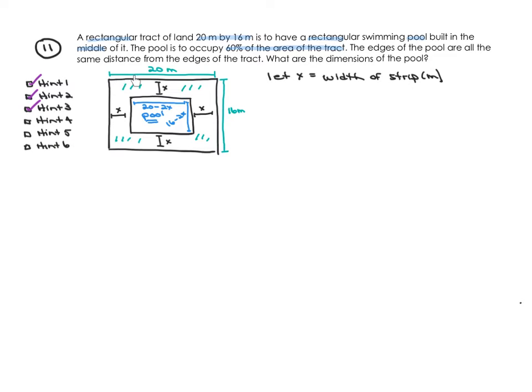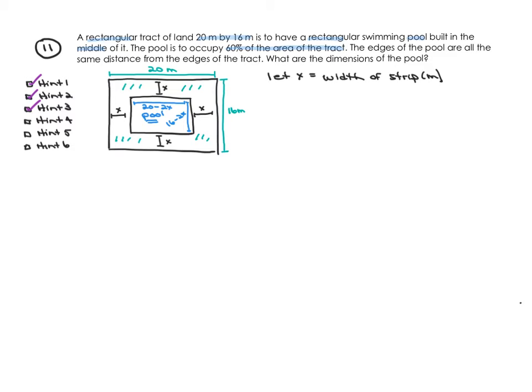It's the total dimension, 20, minus this strip x, minus that strip x. So 20 minus 2x. Same for the other dimension. It's the entire width there, 16, minus this strip of land, minus that strip of land. So 16 minus 2x.